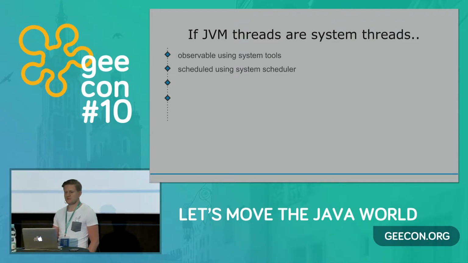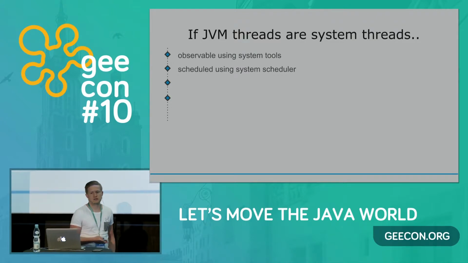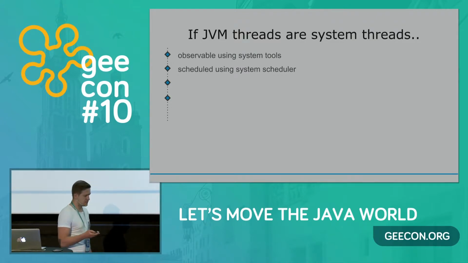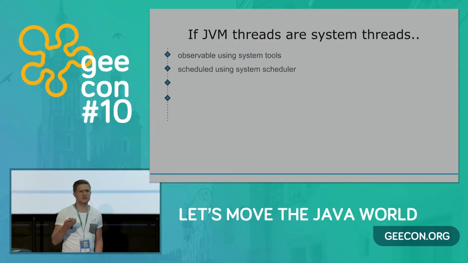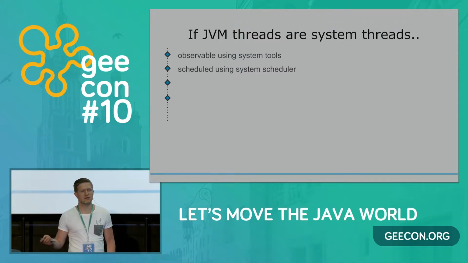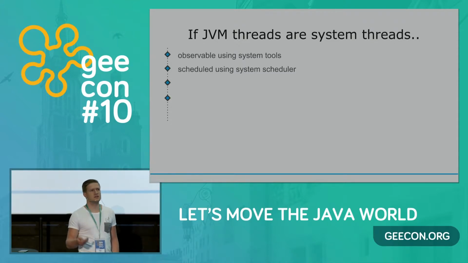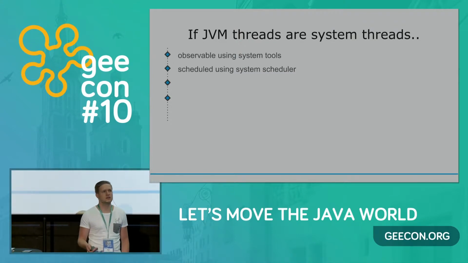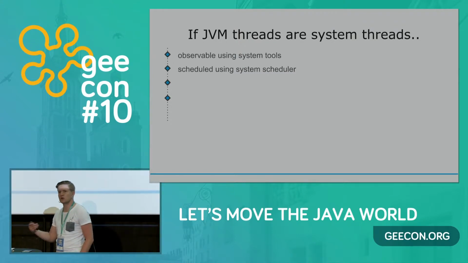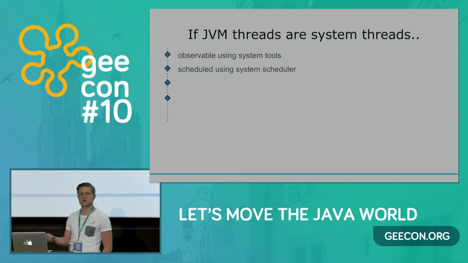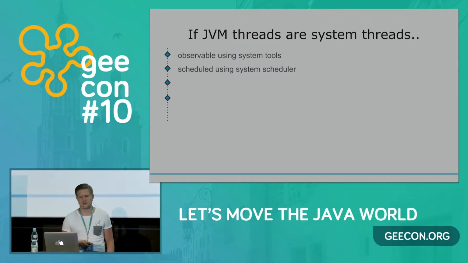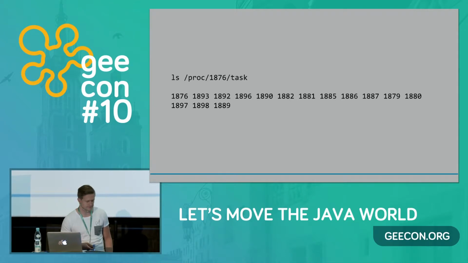If JVM threads are system threads, it means, first of all, that they are observable using system tools, which will come in handy in a moment. The other thing is that it's not Java that is responsible for scheduling them. It's actually the system scheduler. So Java has no say in who runs where at what time. It's the system scheduler who does it. But let's get back to this observability.